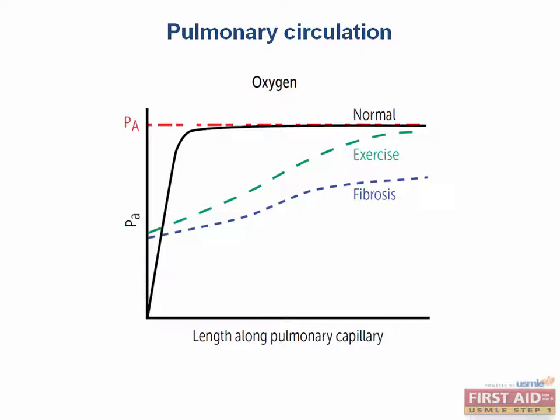You can see the same concepts here with oxygen. In exercise, the equilibrium occurs late along the length of the pulmonary capillary. So what's going on here? The heart is pumping and the velocity of blood is increased through the capillary bed, so there is less time for the oxygen to equilibrate.